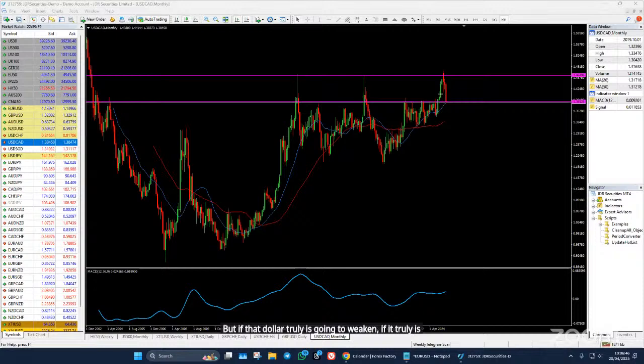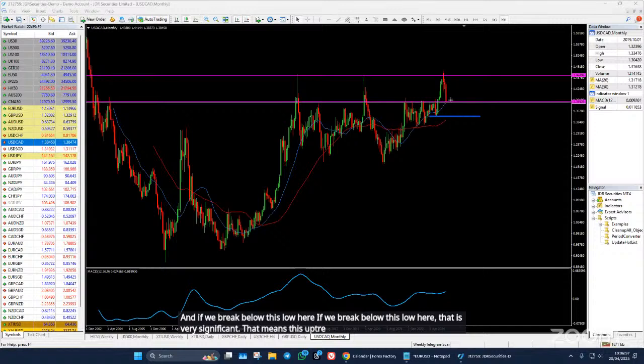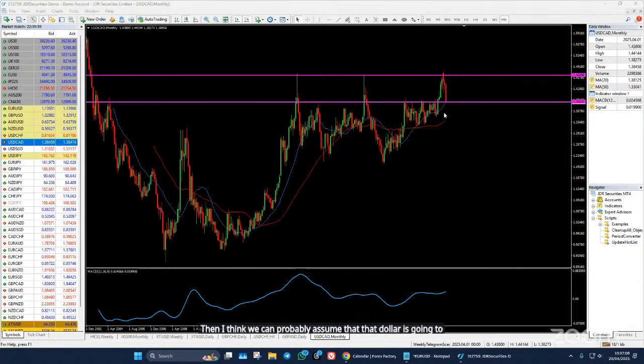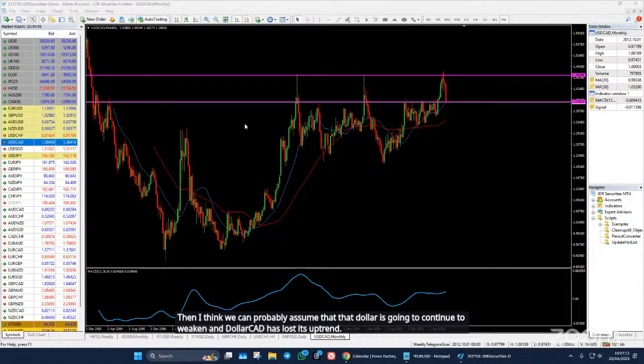But if that dollar truly is going to weaken, if it truly is going to weaken, I would expect us to fall through here. And if we break below this low here, that is very significant. That means this uptrend is finished, it's broken, it's done. So I'll be watching these key levels here and saying, look, if we do fall through this and we break that low and we really do break it down towards here, then I think we can probably assume that dollar is going to continue to weaken and dollar CAD has lost its uptrend. So I'll be watching that as well.